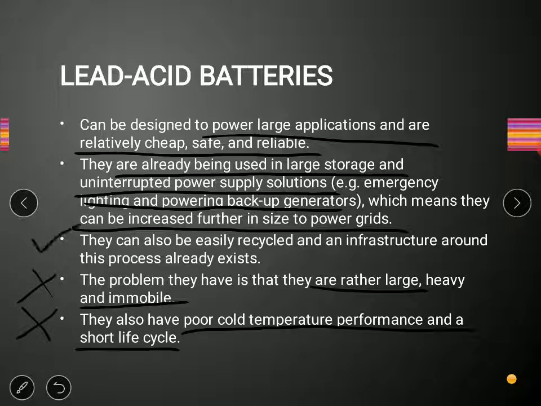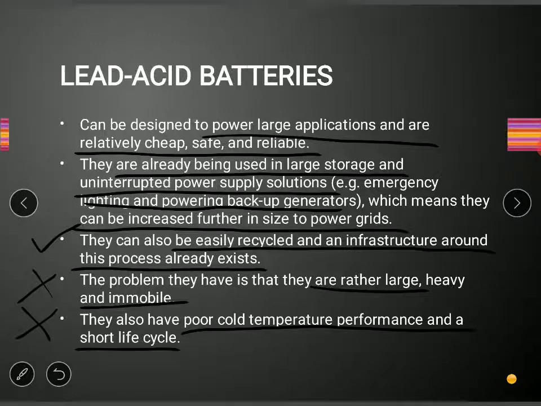But one of the positive things is they can be easily recycled, and an infrastructure around this process already exists. So these things are already in use. The lead acid battery is already in the system. But using it on an even larger scale as a backup for the electric grid becomes difficult because of the transportation or storage issue, and they have poor cold temperature performance, and the life cycle is also not that high for our liking.